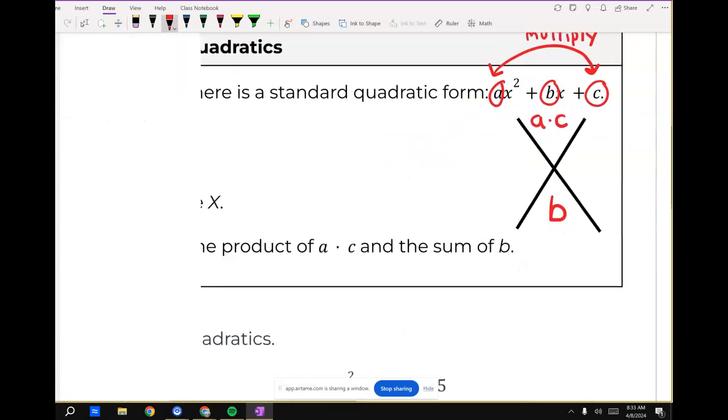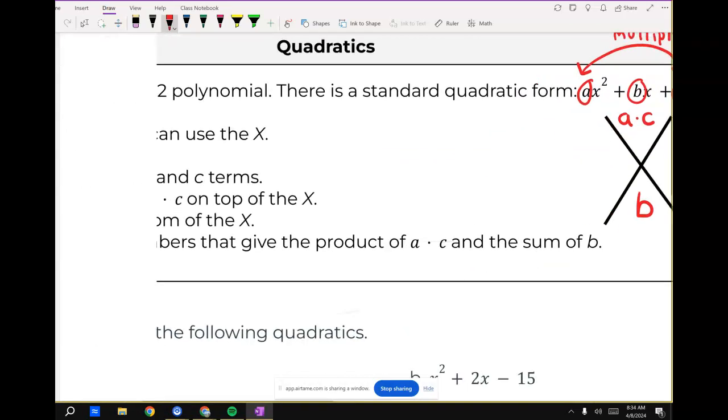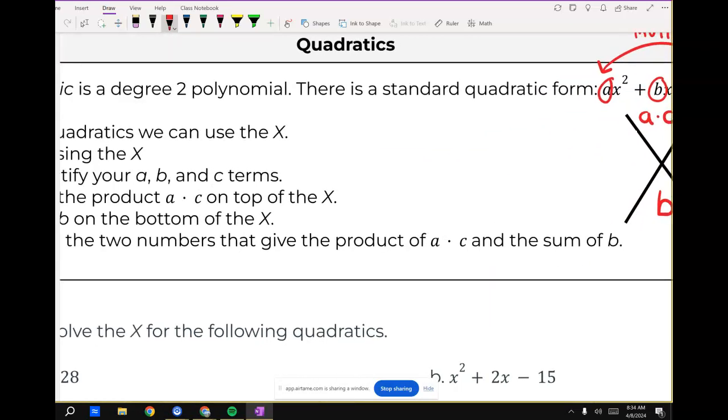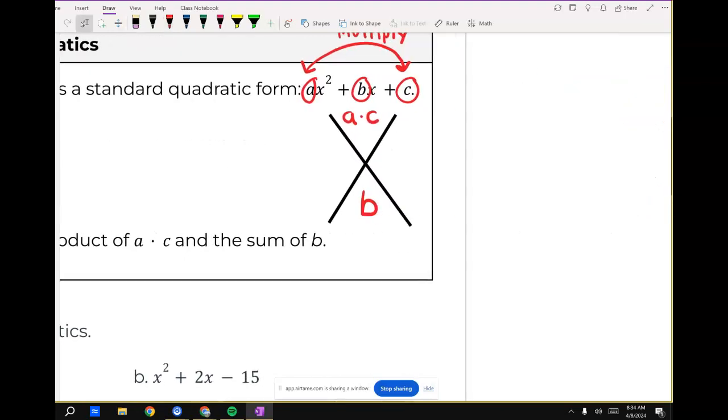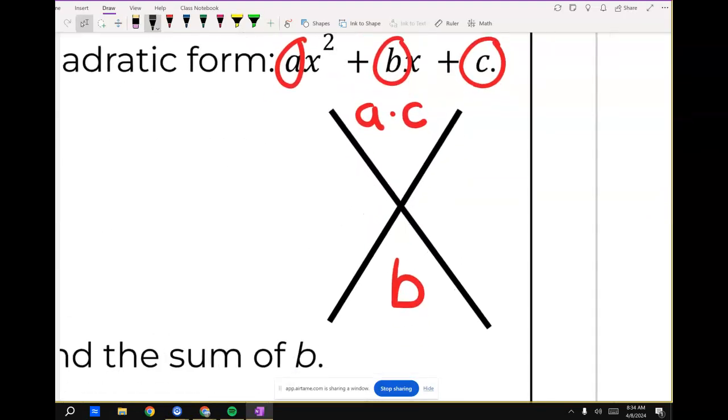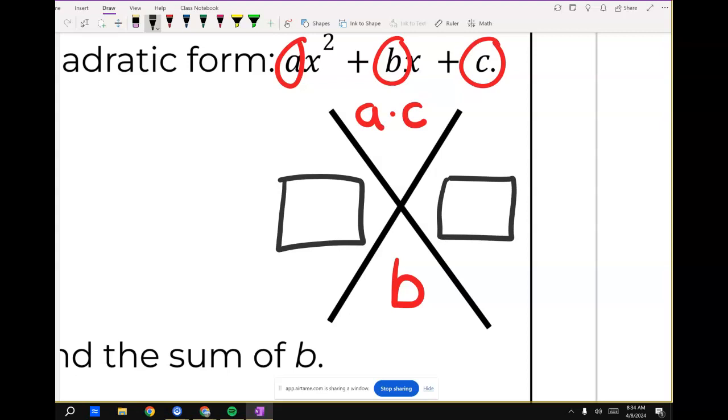What we have to do to fill in on the side, the last step, is fill in two numbers. There are going to be two numbers that go inside these boxes. Whatever we fill in, they're going to multiply to the number that's on the top, and they're going to add to the number that's on the bottom. I like to write a times for the top and a plus for the bottom.